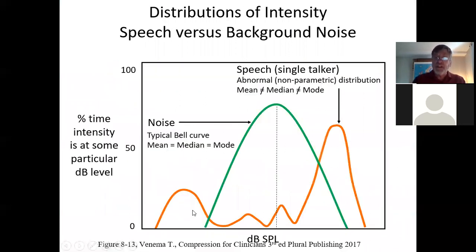So when you think about distributions of intensity, a fan or an air conditioner, or even background hubbub, babble at a party, on average, most noise is going to be at some particular fixed intensity. It may vary a little bit, so it's less sometimes. It may vary a little bit in that it's more at other times, but basically, it's going to have a normal bell-shaped distribution. Just like in a classroom. How many kids got A's? How many got B's? How many got C's? And how many got D's?